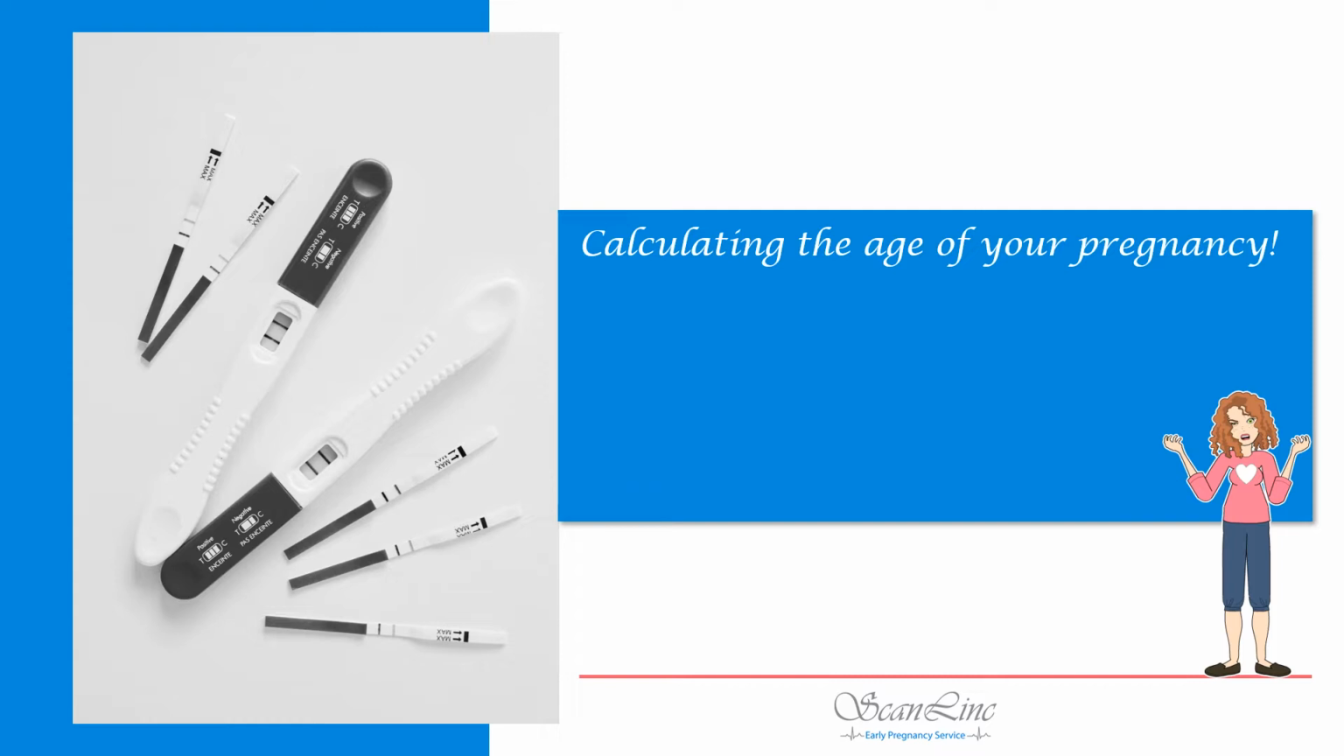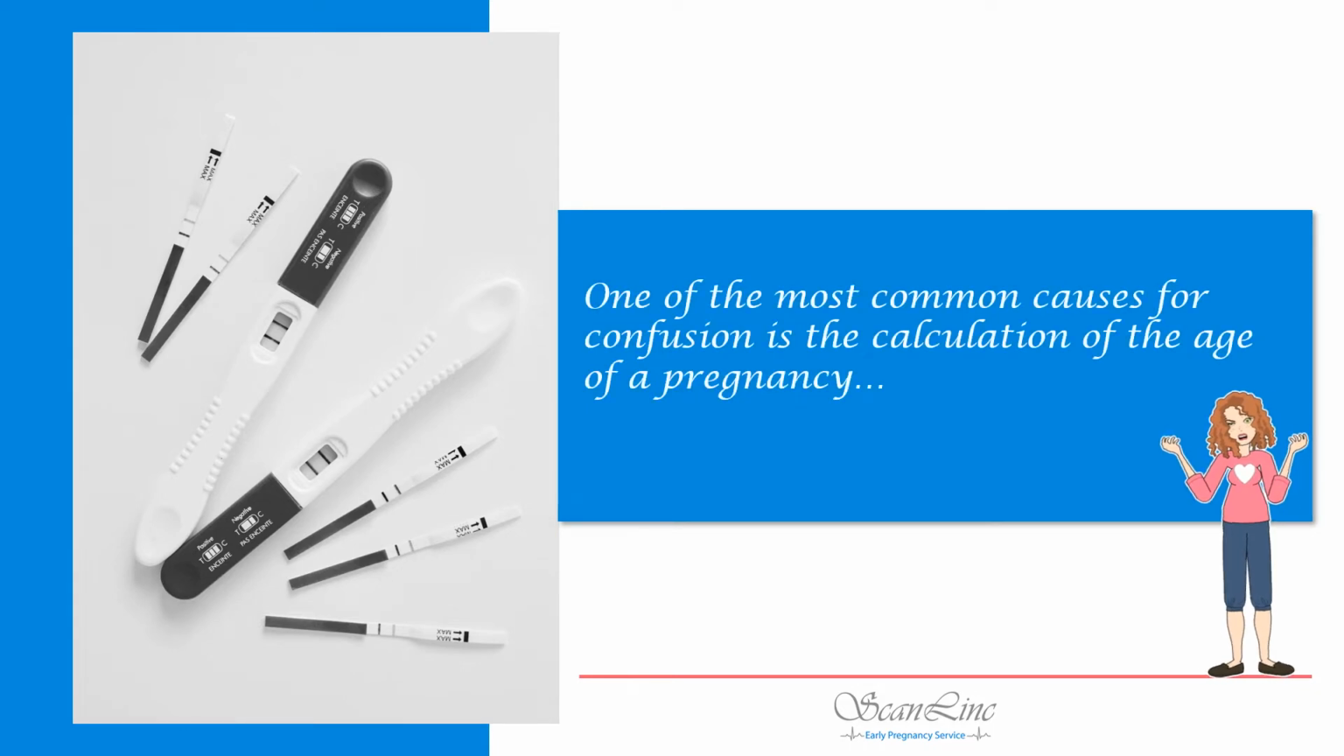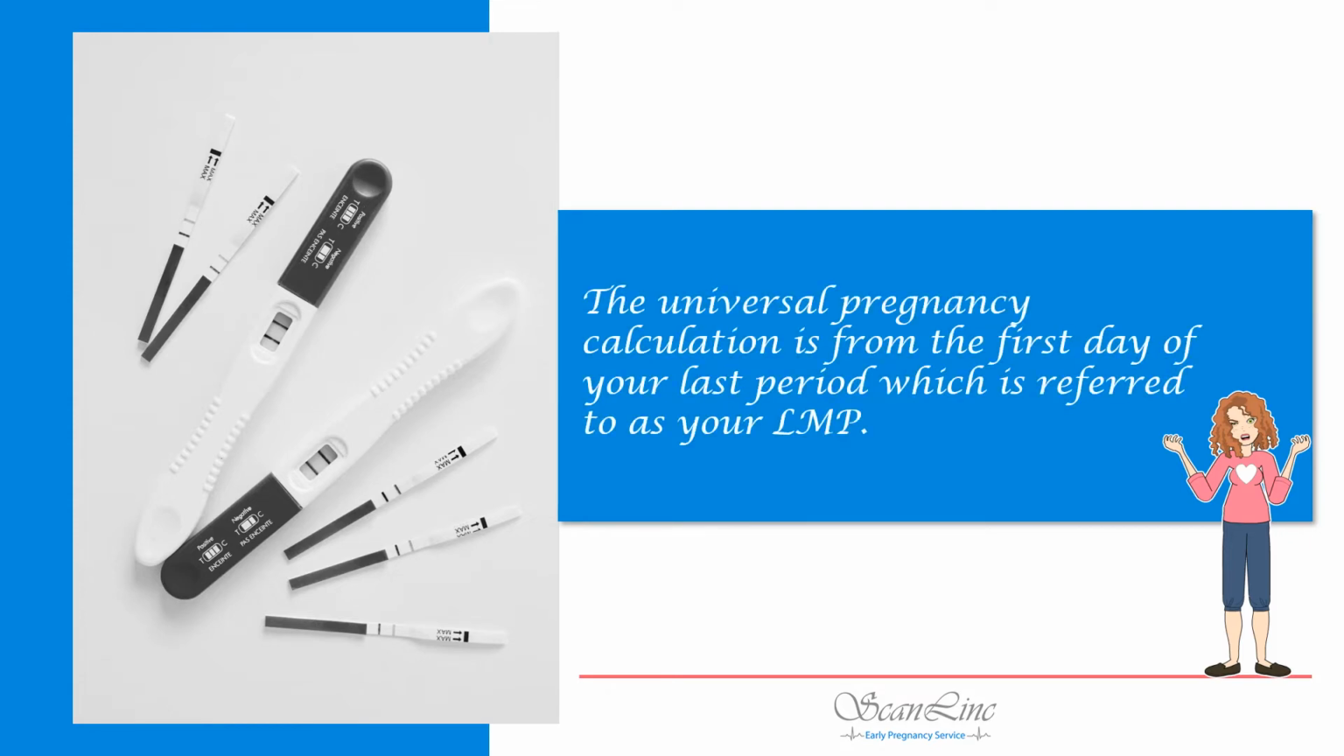I'd like to talk to you today about one of the most common questions that I get asked and one of the most common causes for confusion in the early stages of pregnancy. The standard and universal calculation of the age of a pregnancy is from the first day of your last period, which is most often referred to as your LMP.